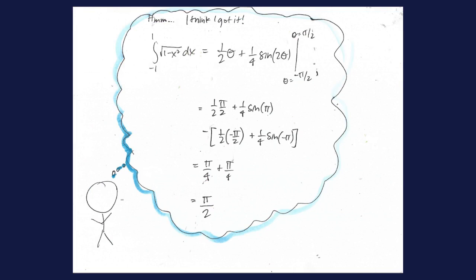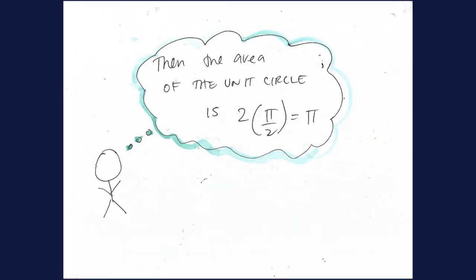So the integral from -1 to 1 of the square root of 1 minus x squared dx is 1/2 theta plus 1/4 sine 2 theta from negative pi over 2 to pi over 2. Plug it in, evaluate, blah blah blah. Oh, pi over 2 for the half of the circle. So then the area of the unit circle is 2 times pi over 2, which is pi. And then at that point I yelled out pi.